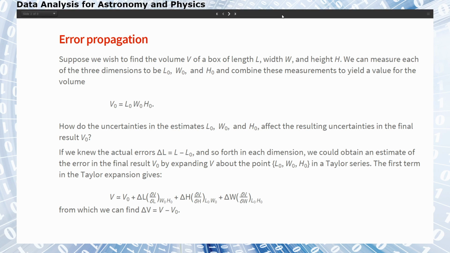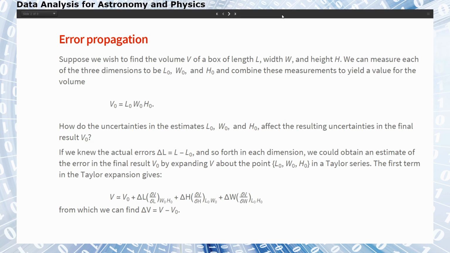Volume of a box with length L, width W and height H. So we measure each of the three dimensions to be L0, W0 and H0, and we combine these measurements to compute the value for the volume V0. How do the uncertainties in our measurements L0, W0 and H0 affect the resulting uncertainties in the final volume?